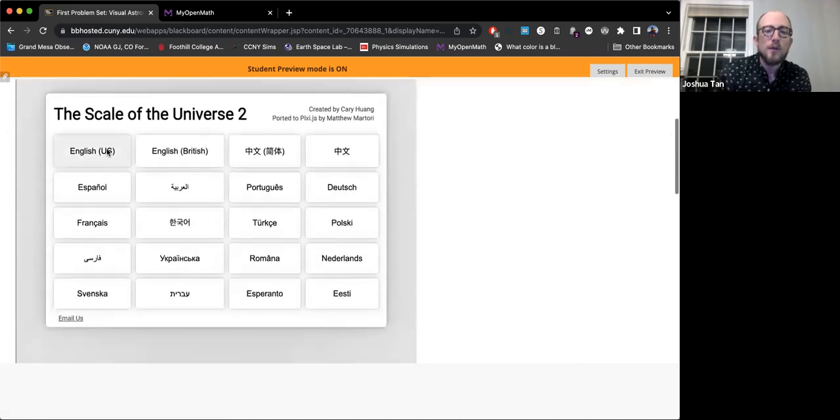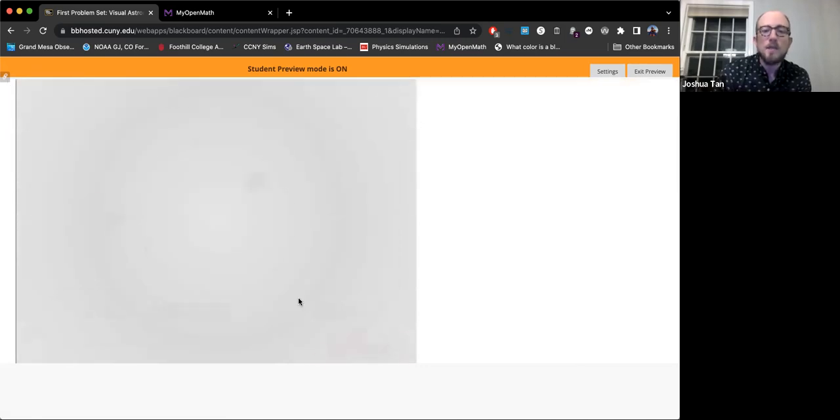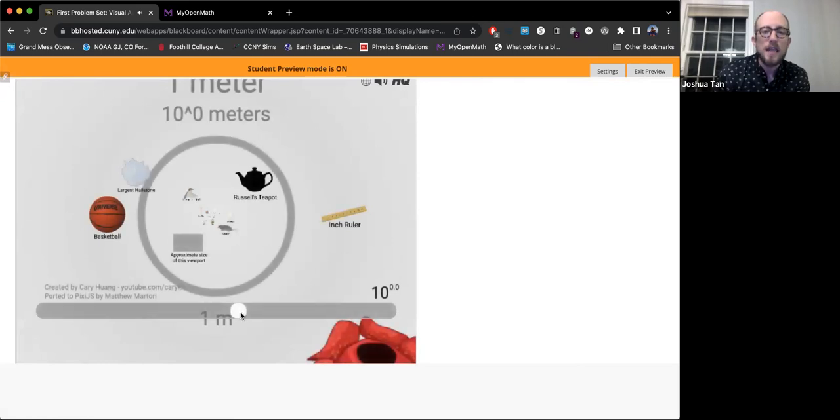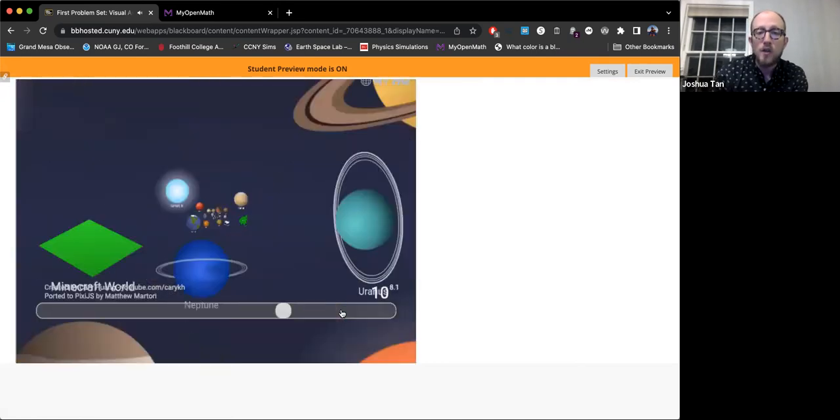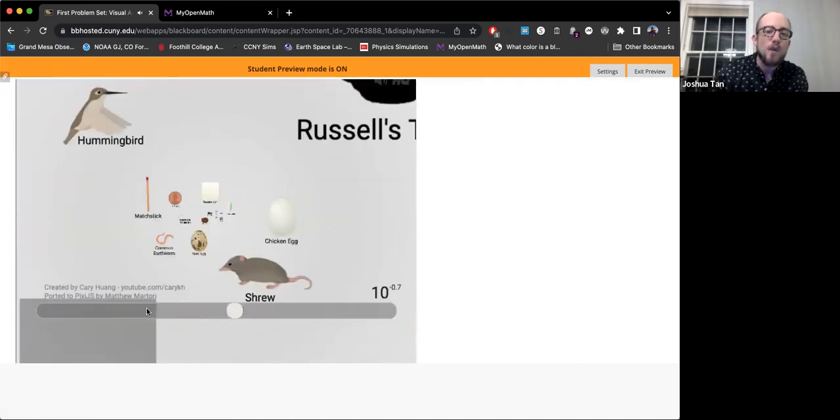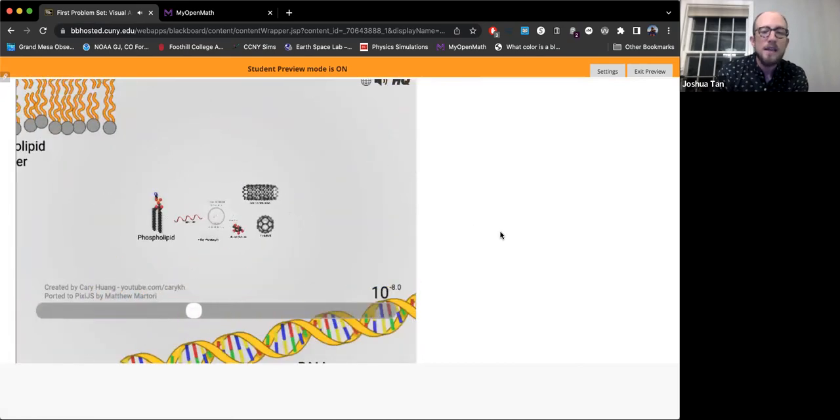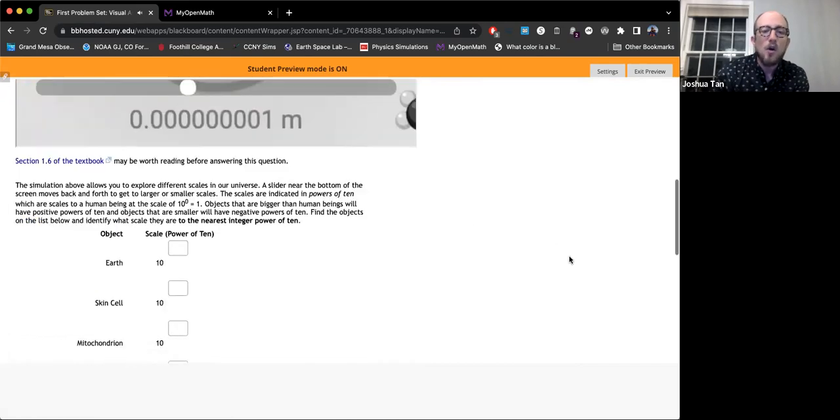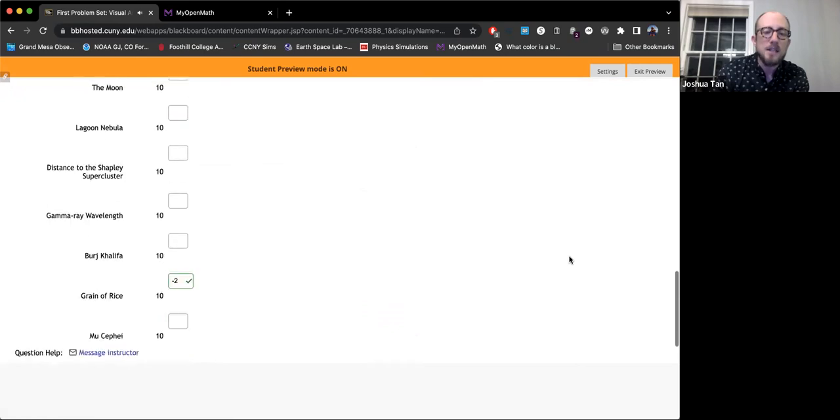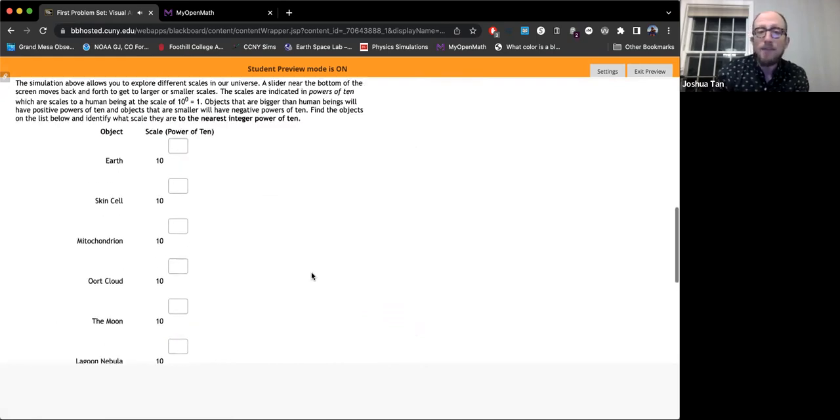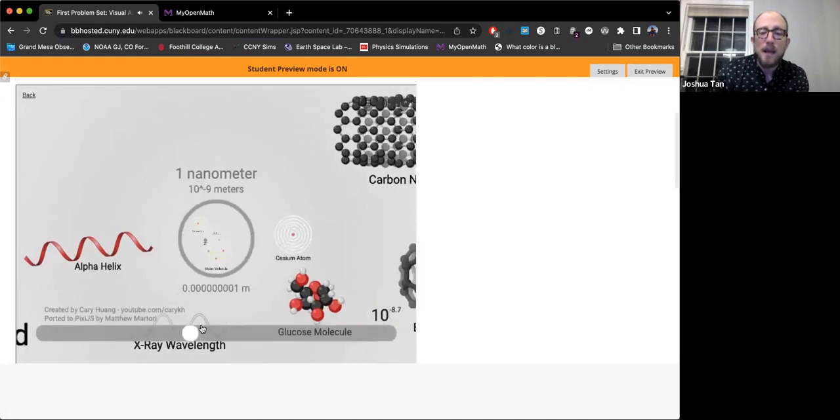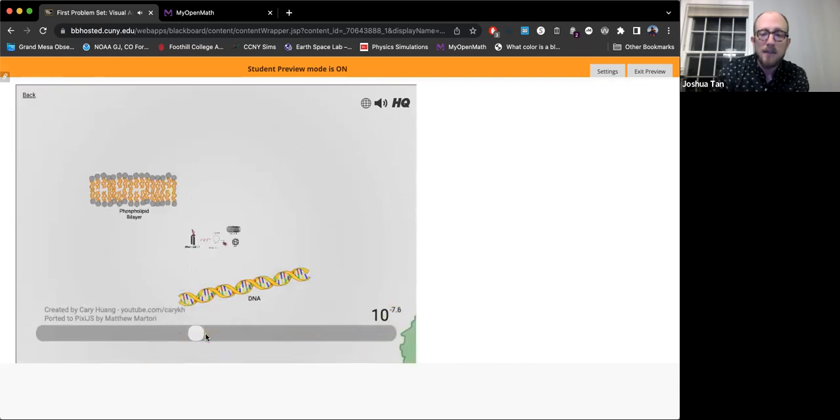In question number 3, you're going to be using a simulation to try to look at the different scales of objects. You start off at a scale of 10 to the 0. And you can go up to very large things, and you can go down to very small things. And as you explore these different things, the goal is to find things listed on here that you can find the scale. So I actually did one here, a grain of rice. I found that the grain of rice was at about 10 to the minus 2. Let's check and see if I was correct here.